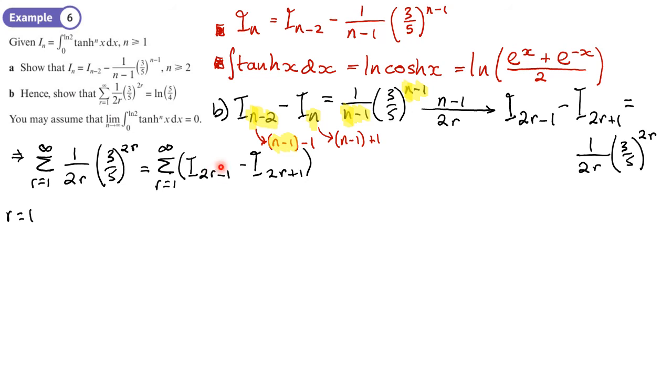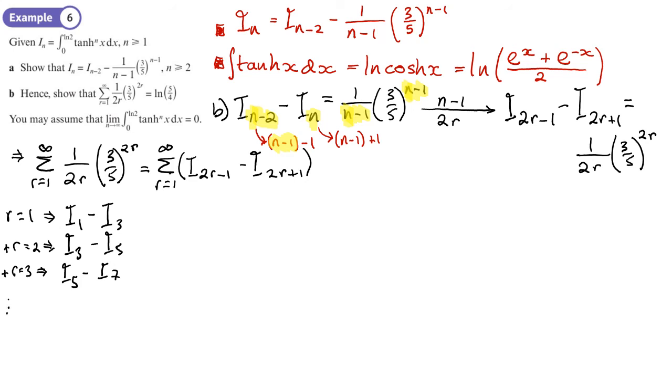So when r equals 1, this will be 2 times 1 minus 1. I'll have I sub 1 minus I sub 2 times 1 plus 1, or I3. And I want to add to that what I get when r is 2. So when r is 2, I will get I sub 3, 2 times 2 minus 1, minus I sub 5. Then I want to add the next one when r is 3. So that'll be I sub 5 minus I sub 7. You might see what's going on here. There's going to be some cancelling out, right?